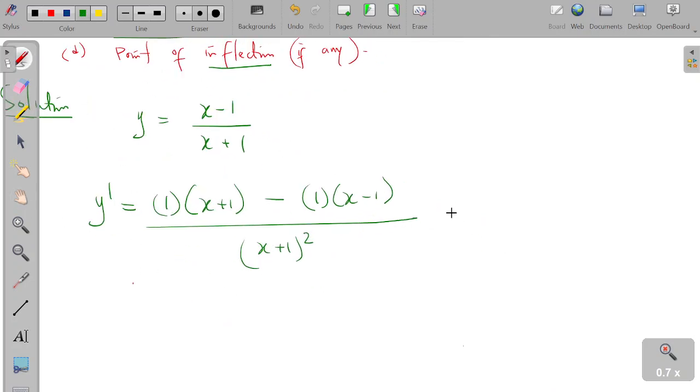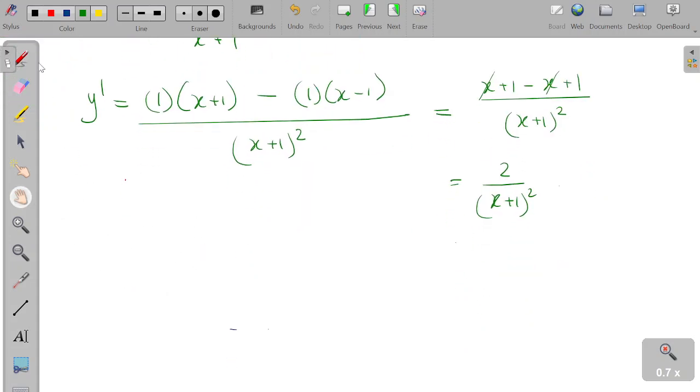Okay, so now we need to rewrite what is here. So this is (x plus 1) minus (x minus 1), all over (x plus 1) squared. The x cancels x, so we are left with 2 all over (x plus 1) squared. That's our derivative. So now we need to equate the derivative to 0.